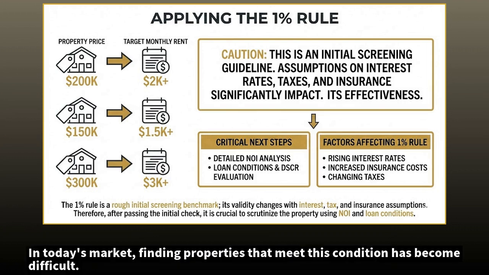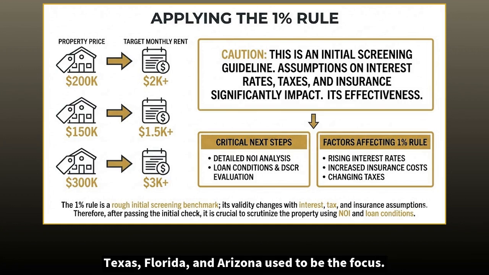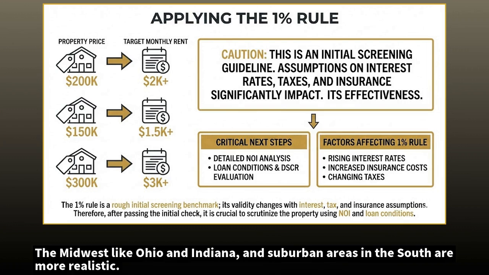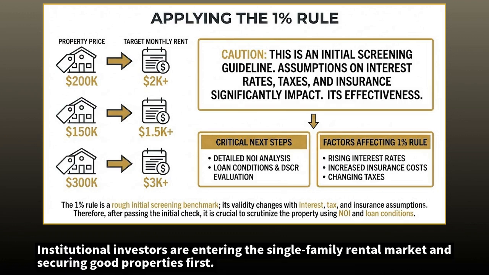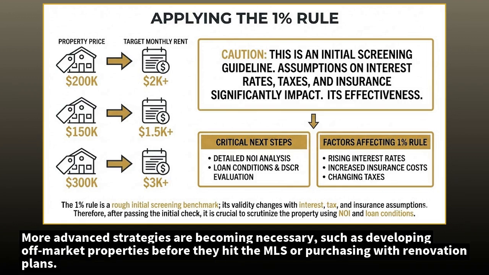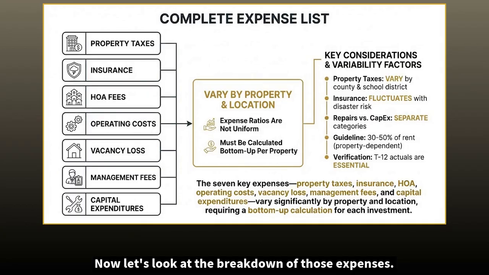In today's market, finding properties that meet this condition has become difficult. Texas, Florida, and Arizona used to be the focus. But prices have surged now. The Midwest, like Ohio and Indiana, and suburban areas in the South are more realistic. Competition is intensifying further. Institutional investors are entering the single-family rental market and securing good properties first. More advanced strategies are becoming necessary, such as developing off-market properties before they hit the MLS or purchasing with renovation plans. Now let's look at the breakdown of those expenses.